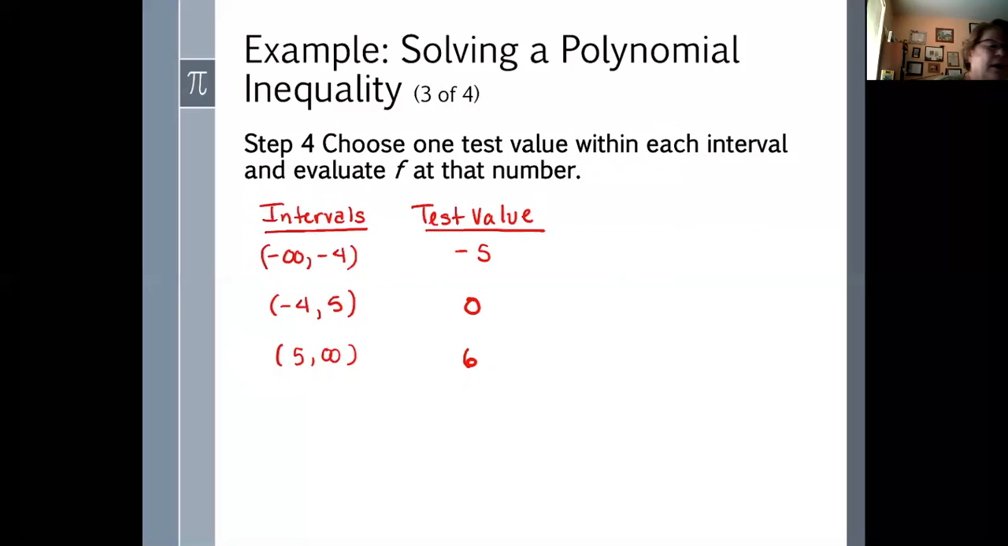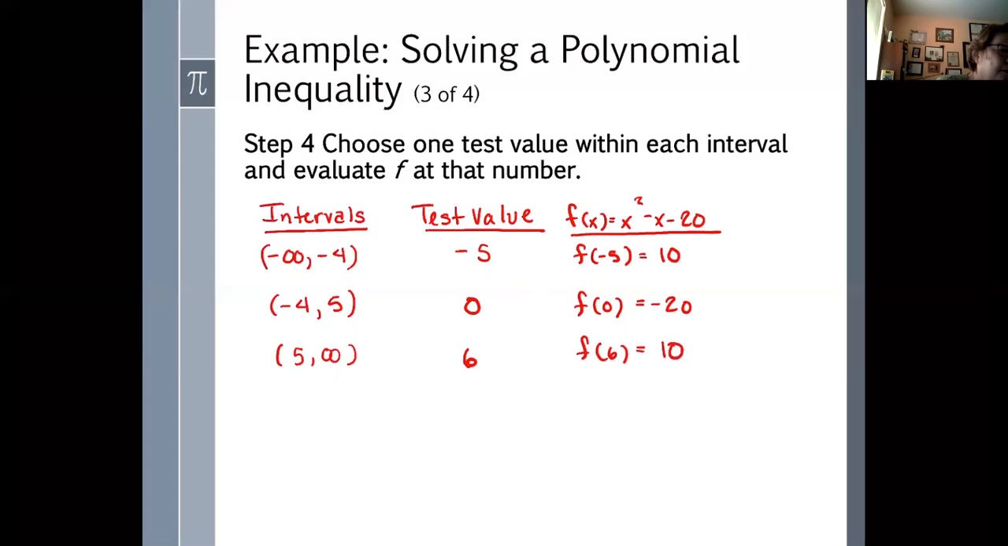All right, so now that I have my test values chosen, I'm going to evaluate my function at each of these test values. So my function is f of x equals x squared minus x minus 20. So I'm going to evaluate this function at -5. And when I evaluate that function at -5, I get 10. When I evaluate this function at 0, I get -20. When I evaluate this function at 6, I get 10.